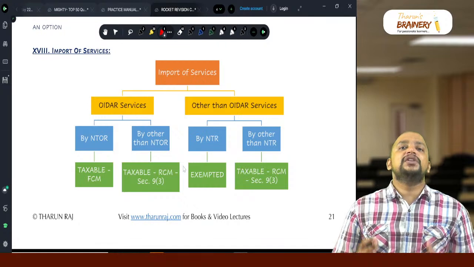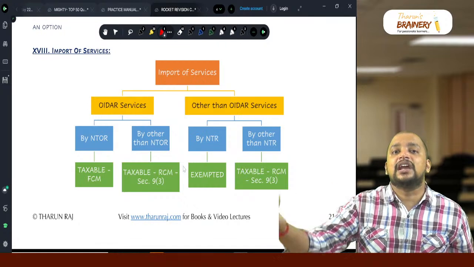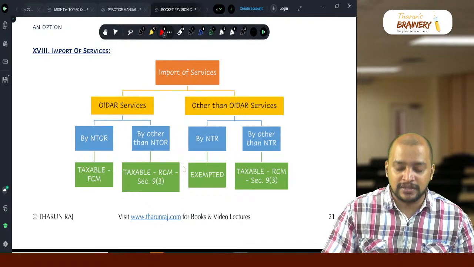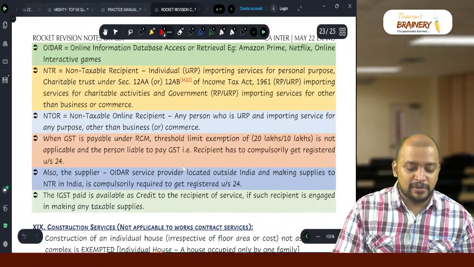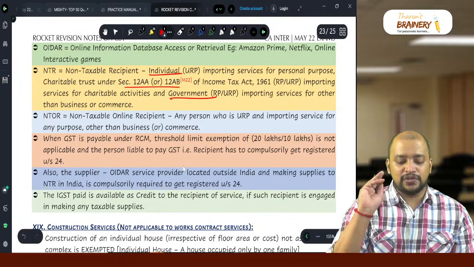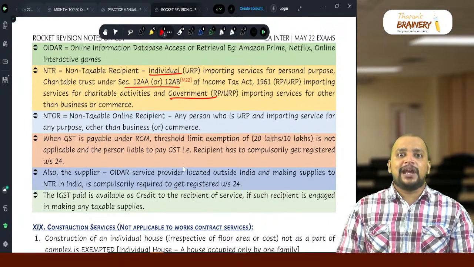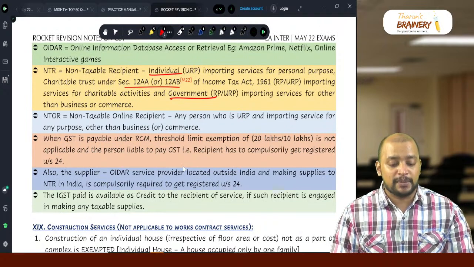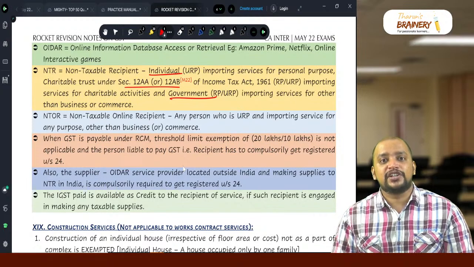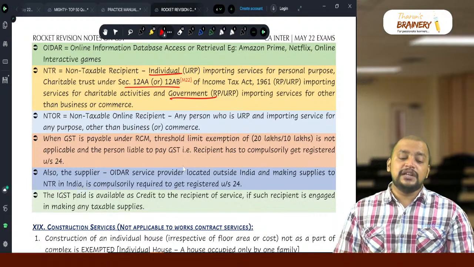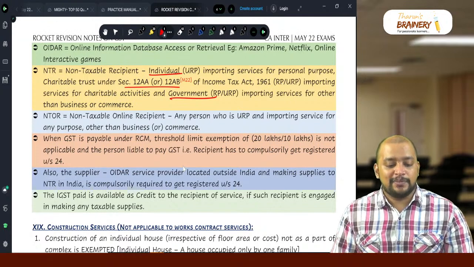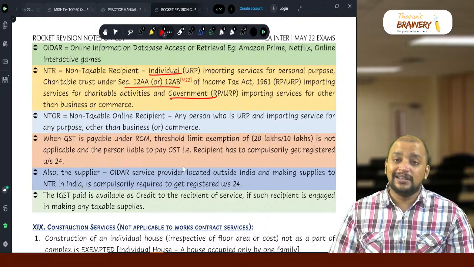Remember, generally what individuals will do, they will trust the government, correct? So individual, trust, government. These three are non-taxable recipients. Individual should be unregistered, importing service for personal purpose; trust, whether registered or unregistered, importing for charitable activities; and government importing for other than business or commerce will come under non-taxable recipient.